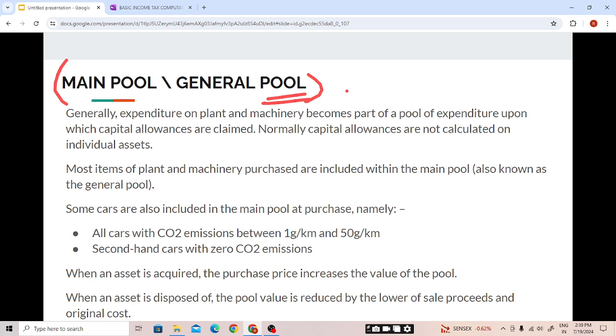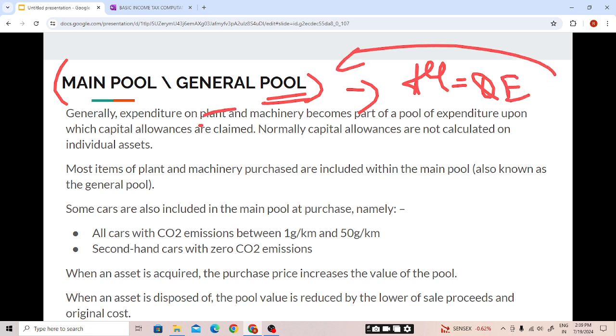This is the general pool. General pool means all items which are qualifying expenditure, that is plant and machinery, will fall under the general pool. But if certain conditions are satisfied, then it will fall under the special rate pool, private use asset or short life asset pool. And when coming to the case of cars, CO2 emissions of cars between 1 gram per kilometer to 50 gram per kilometer will fall under the head of main pool. And second hand cars with zero CO2 emission will also fall under the head of main pool.